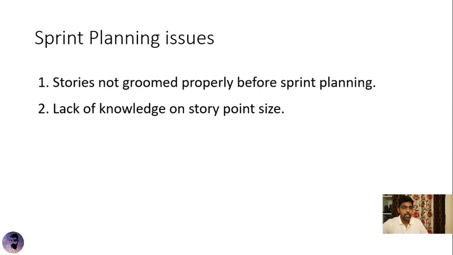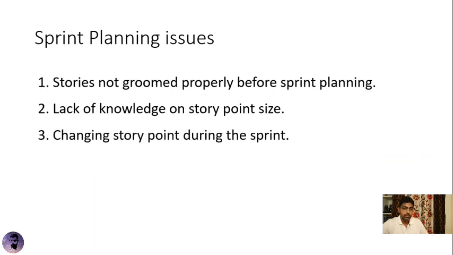The next one is lack of knowledge on story point size. As I already said, the relative estimate that we talked about, non-linear estimation. Most of the team doesn't even know the difference between 2 and 3. Why they have to give a 2 and why they have to give a 3. If you understand Weber's law, and if you understand the difference between 2 and 3 is 60% more effort, then it's quite beneficial for the team to estimate relatively and give very good story points for the user stories.